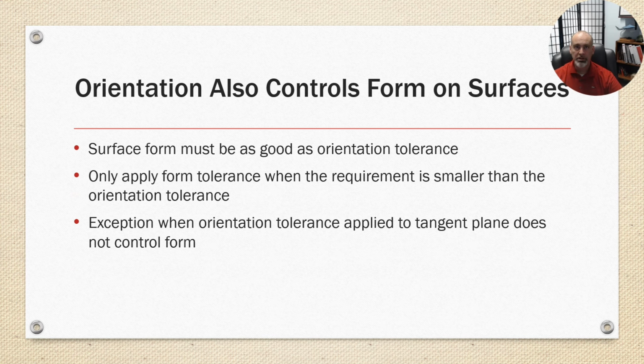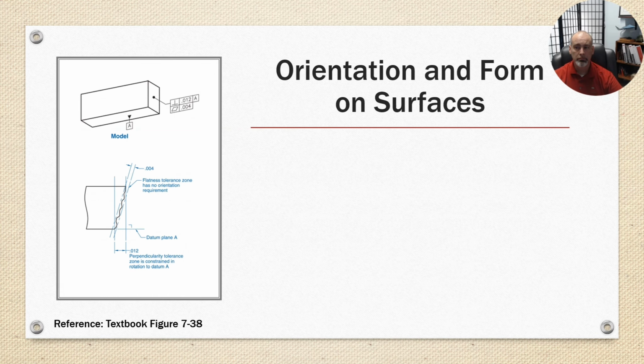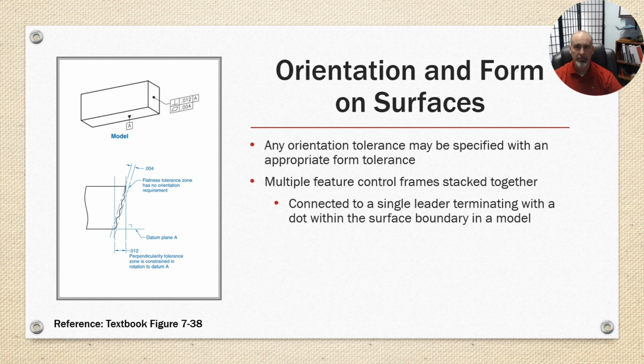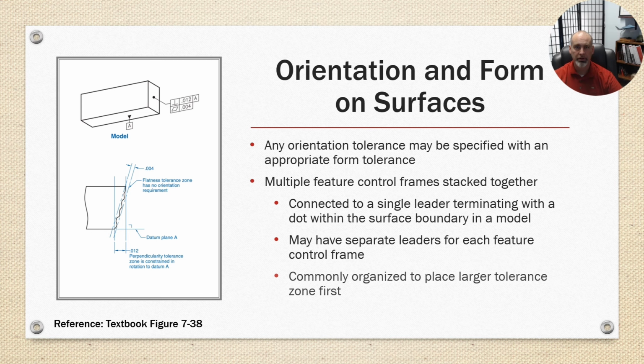Orientation also controls form on surfaces. Orientation and form on surfaces: any orientation tolerance may be specified with an appropriate form tolerance. Multiple feature control frames stacked together can be connected to a single leader terminating with a dot on the surface boundary in a model, and may have separate leaders for each feature control frame. And it's commonly organized to place larger tolerance zones first.